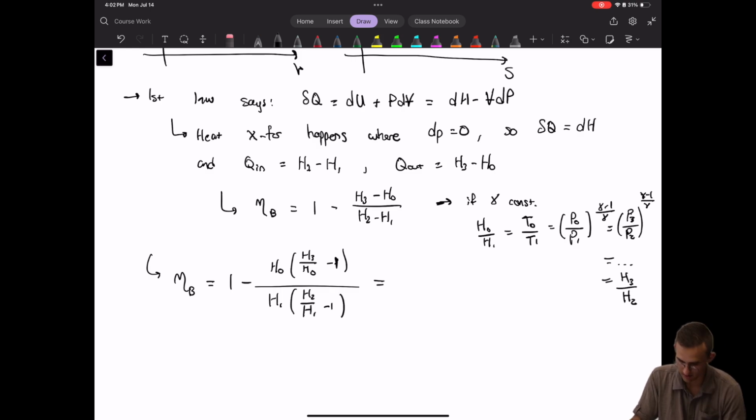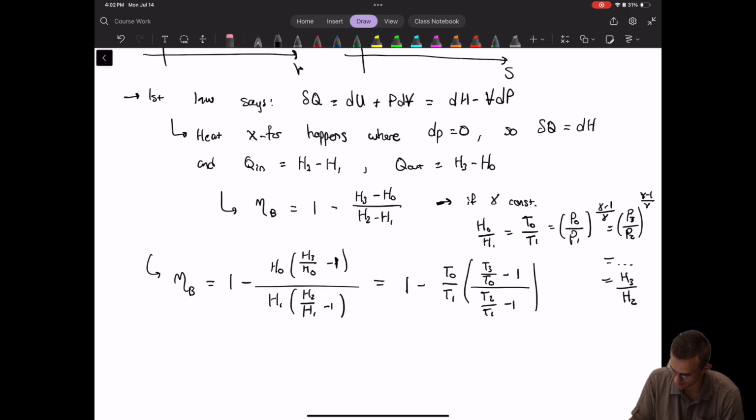And then we can write this in terms of the temperatures only. 1 minus T naught over T1 times this quantity T3 over T naught minus 1 over T2 over T1 minus 1. But we just showed this relationship where if we cross multiply, we can say that T naught over T3 is equal to T1 over T2. Apologies for all the hand waving here, but this thing all goes to 1.